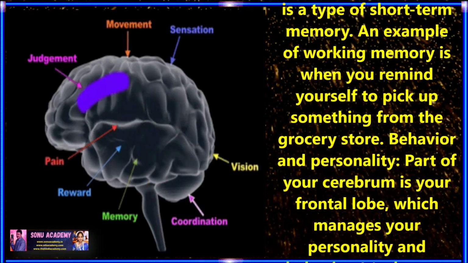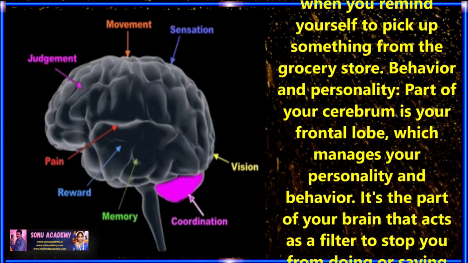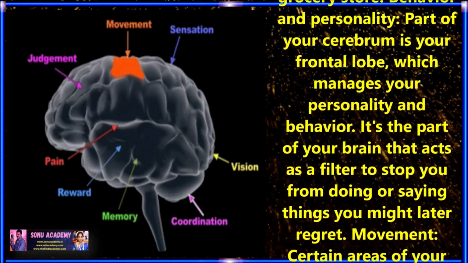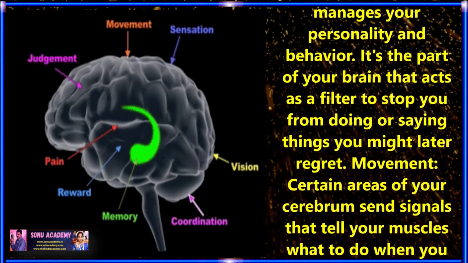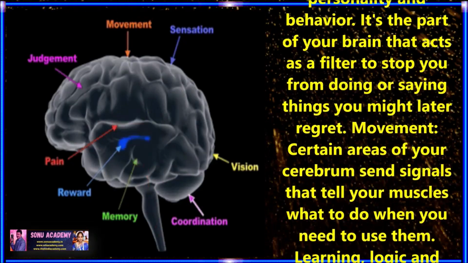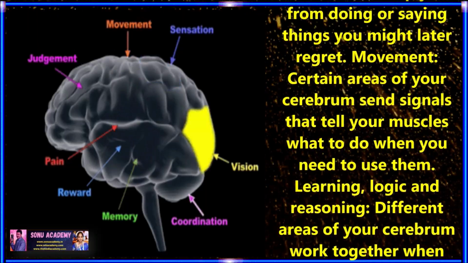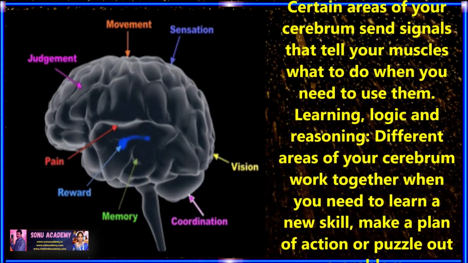Behavior and personality: the part of your cerebrum that is your frontal lobe manages your personality and behavior. It's the part of your brain that acts as a filter to stop you from doing or saying things you may later regret. Movement: certain areas of your cerebrum send signals that tell your muscles what to do when you need to use them.